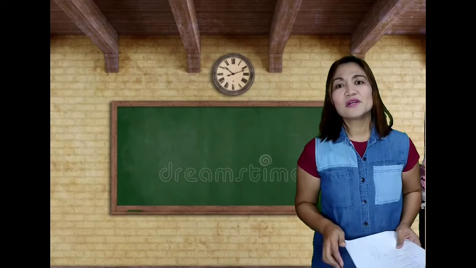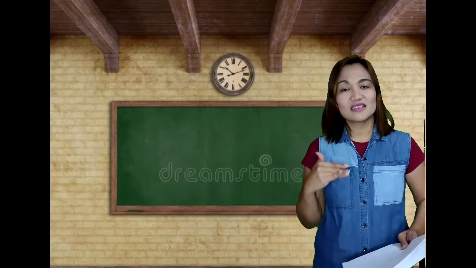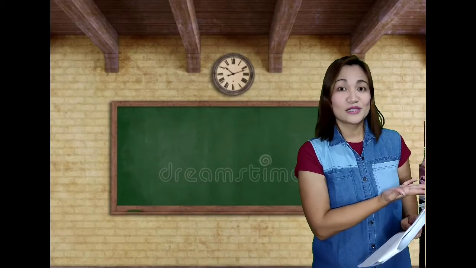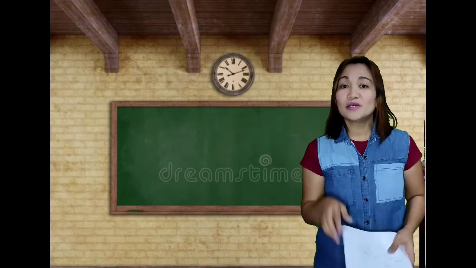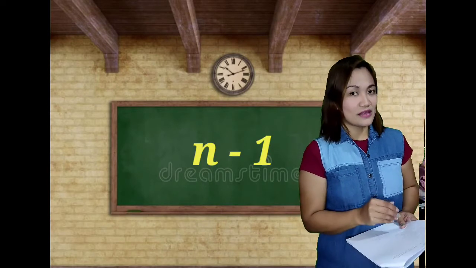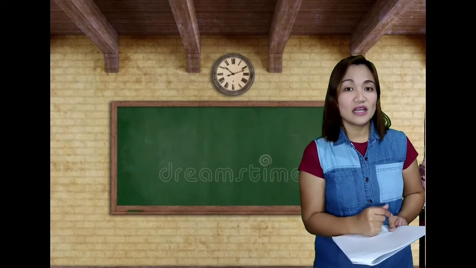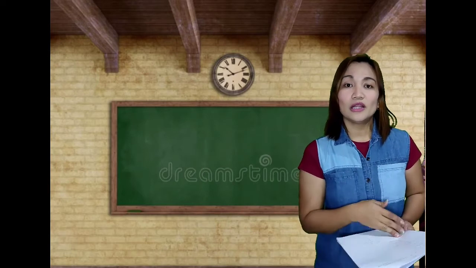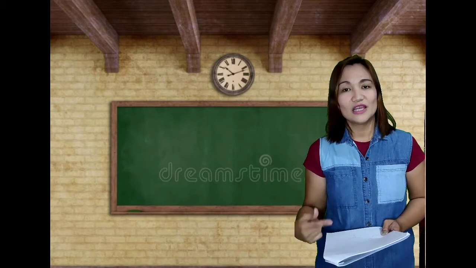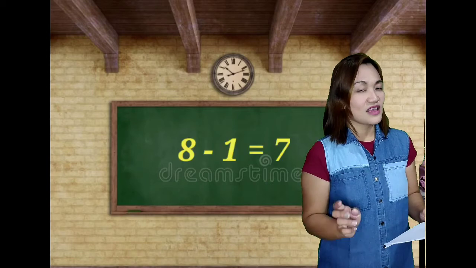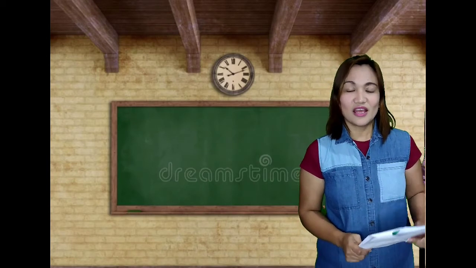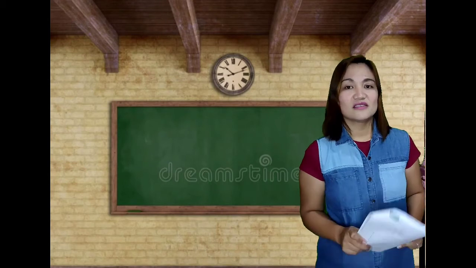And, the number of turning points. We discussed this earlier dun sa module 1B, that the number of turning points is just n minus 1. So, if we already identified the degree of the polynomial, we just subtract it by 1. So, if the degree is 8, 8 minus 1 is equal to 7. So, the number of turning points is 7.